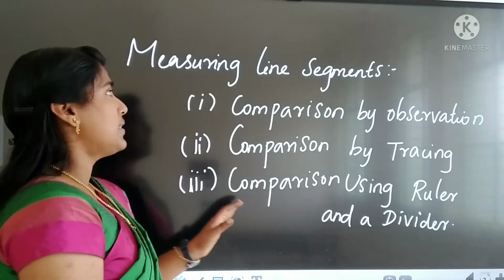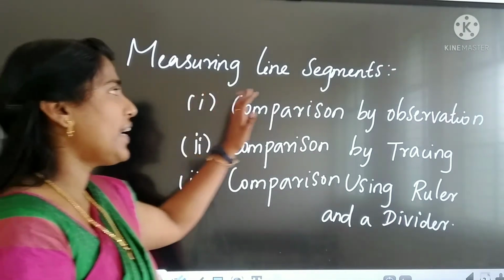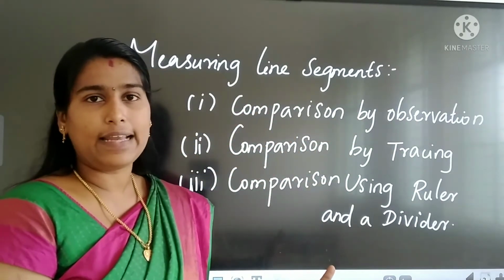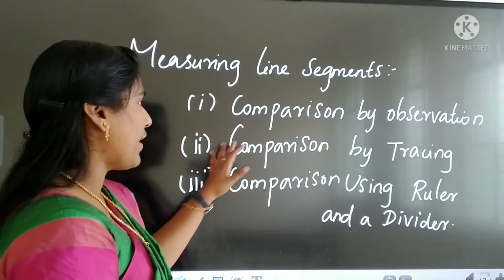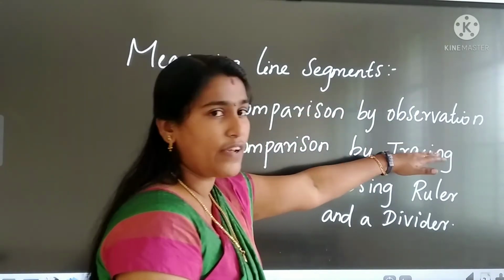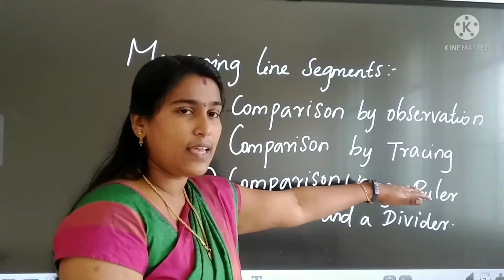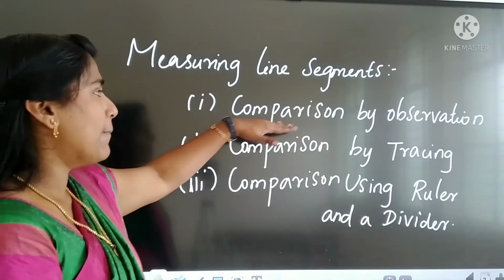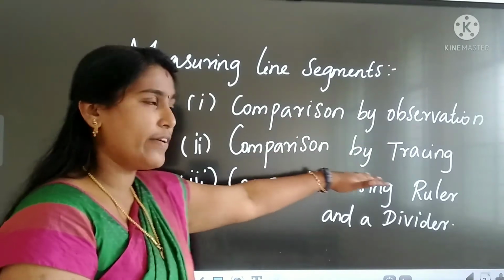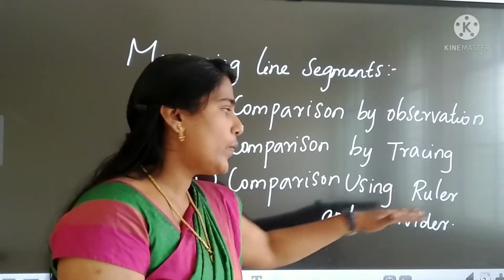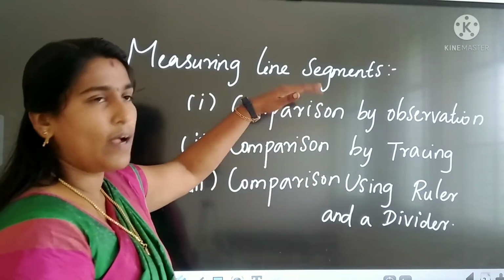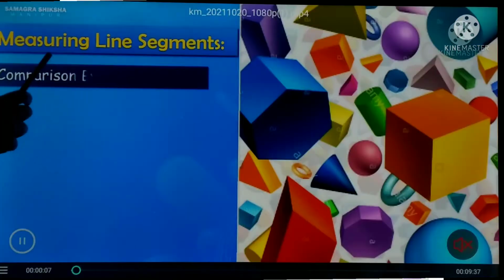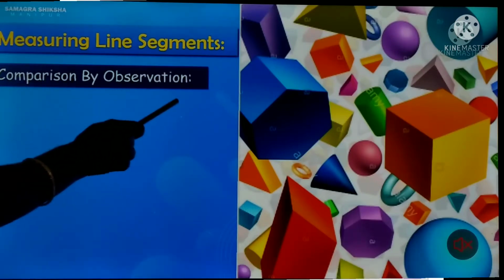See, the first concept in our chapter is measuring line segments. There are certain ways to measure a line segment. Here the first three ways are comparison by observation, comparison by tracing, and comparison using ruler and a divider. Let us see one by one. The first one is comparison by observation.